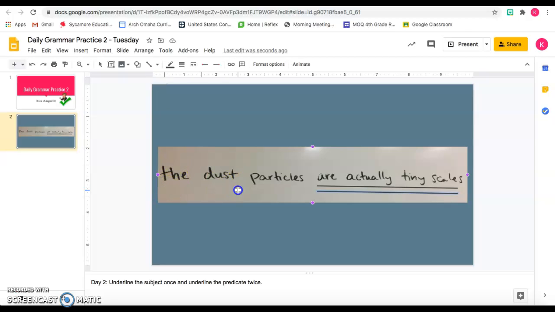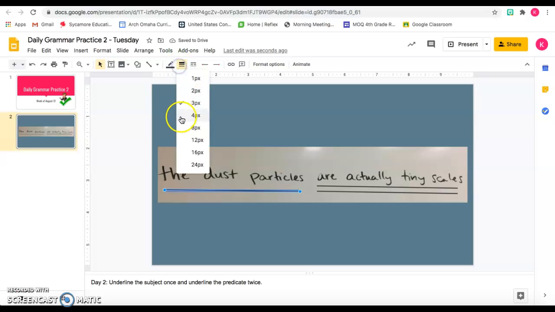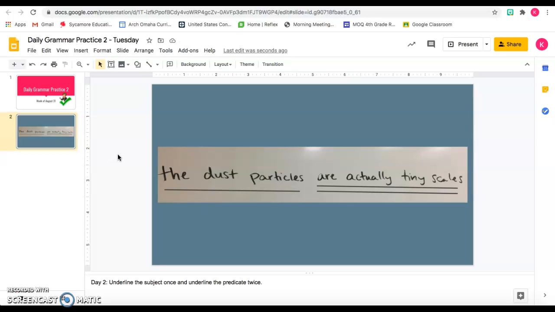So we will underline the dust particles, which is our complete subject, just one time, and that completes our day for DGP. In the next coming weeks, we'll start to identify the simple subject and the simple predicate and its tense as well. But for now, we will just stick with identifying the complete subject and the complete predicate.